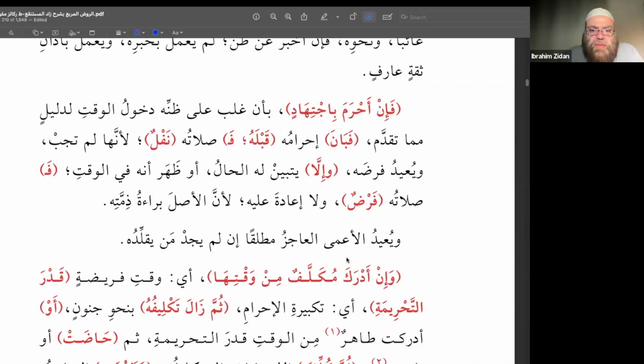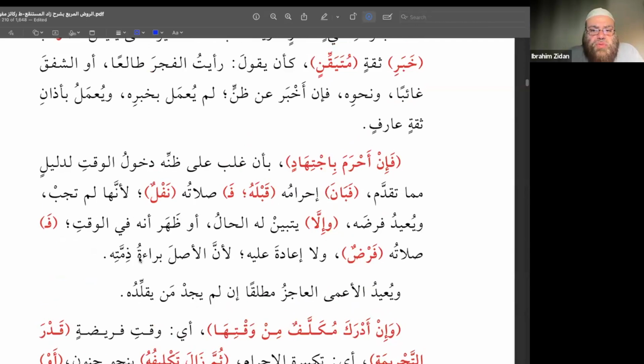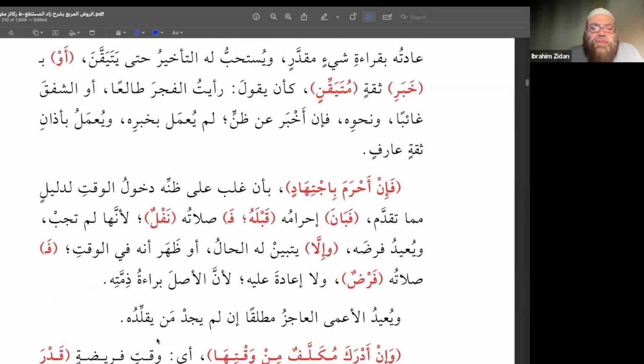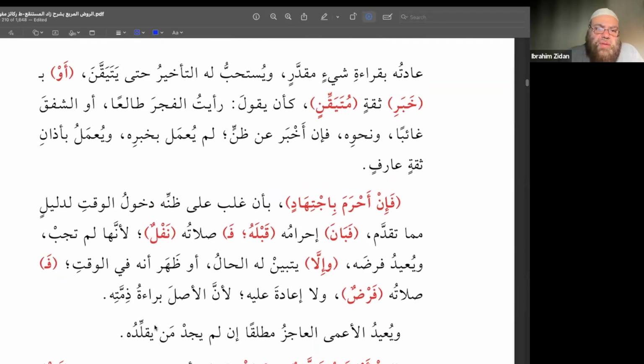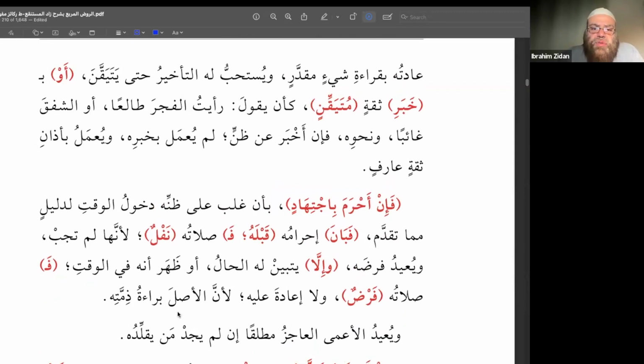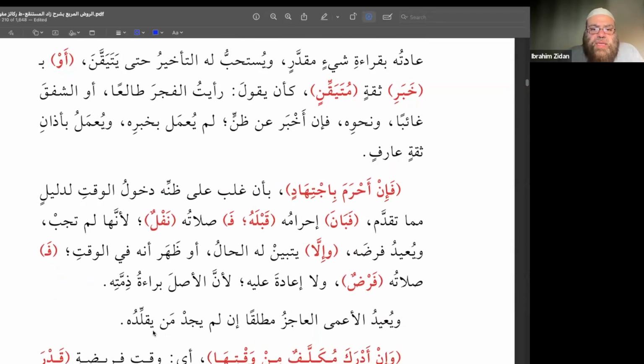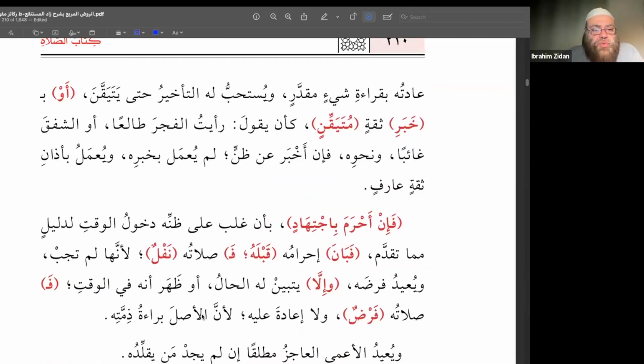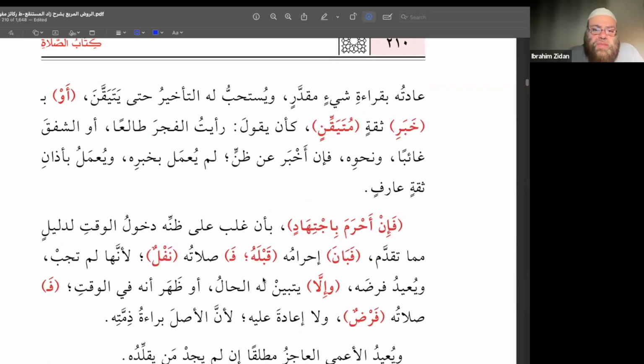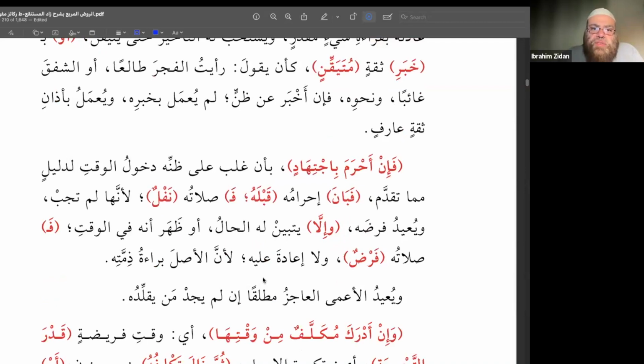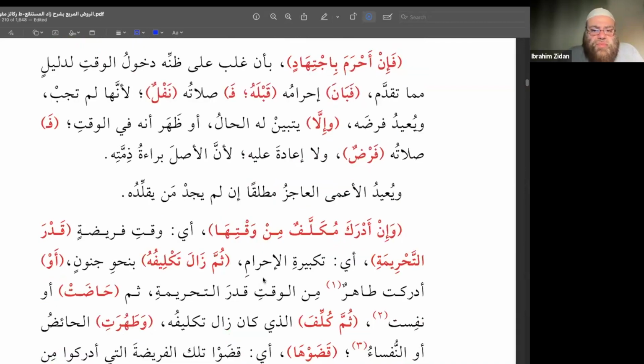And مسألة ويعيد الأعمى العاجز مطلقا إن لم يجد من يقلده. So if someone is blind, having inability, and he has no way, and he's in doubt, if he doesn't find anyone to follow, then he has to repeat the salah. This is in the case that he was not sure whether the time started or not. Why? Because there's no way for him to know.